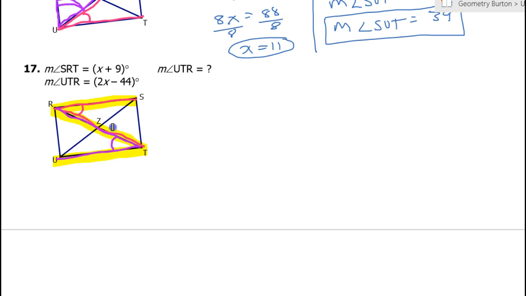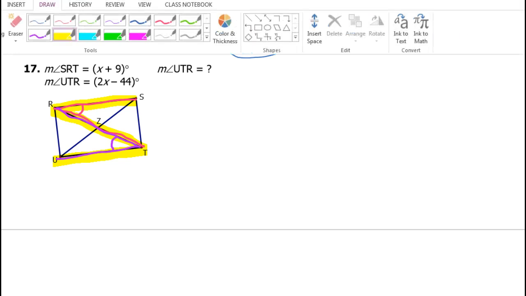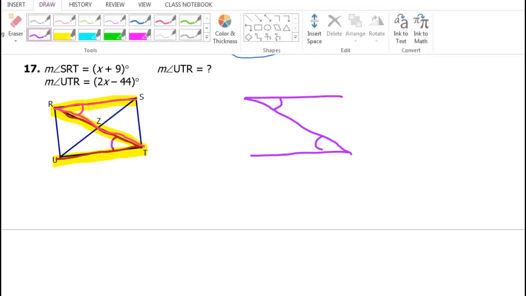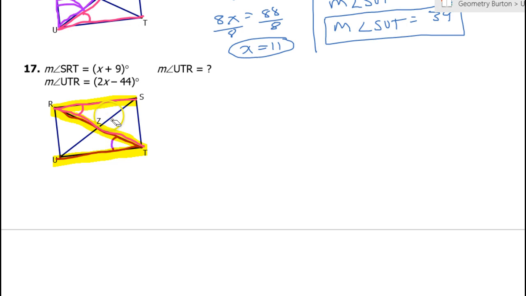Anytime you have a Z like this in a parallelogram, these are alternate interior angles. Think about it: if we have the top and bottom of a Z, for a rectangle, these of course will be parallel lines. So if I put a line across like that, now I have parallel lines cut by a transversal. That makes these alternate interior angles, and alternate interior angles are congruent if the lines are parallel. So I can set these angles equal to each other. That's why I will know that 2x minus 44 should equal x plus 9.